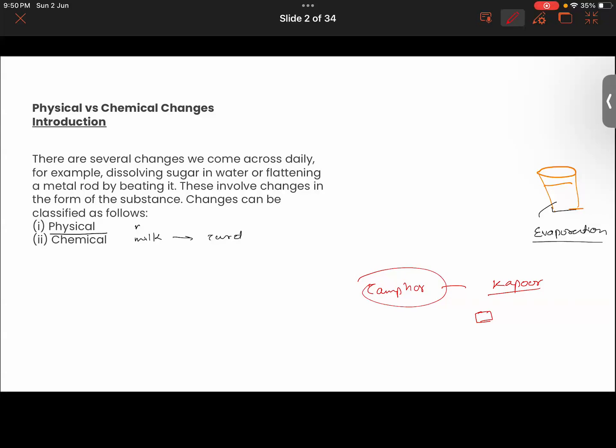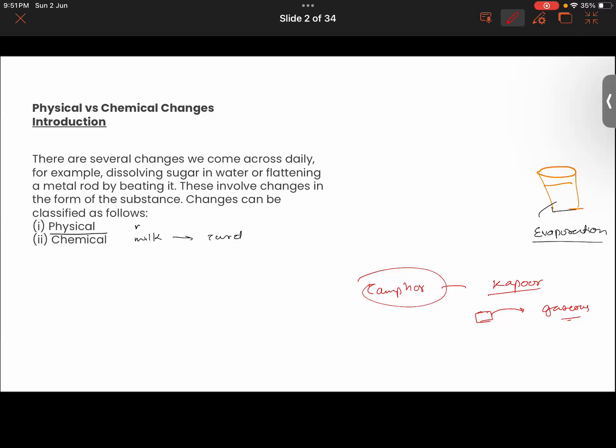So camphor directly converts into its gaseous state without converting into the liquid state. We say that it goes through sublimation without converting into liquid. Normally, when you condense water vapor, the water vapor first converts into the liquid state. But here, camphor directly converts into the gaseous state without going through the liquid state. So that is sublimation.